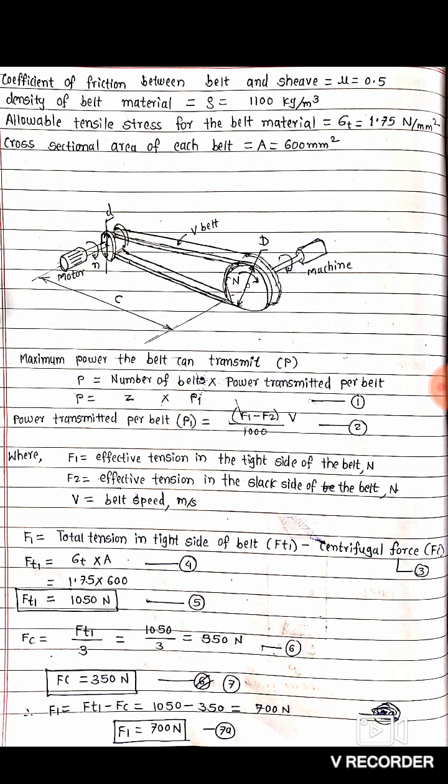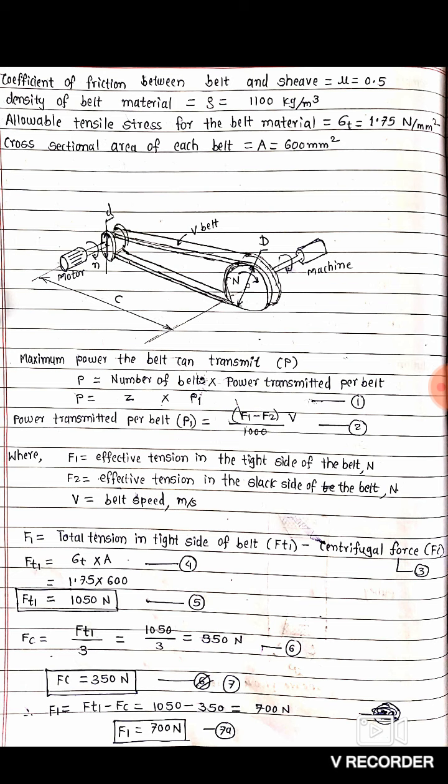Now we want the second value also, that is FC, centrifugal force. So centrifugal force is equal to total tension in tight side of belt divided by 3. We already calculated FT1, so 1050 upon 3, which is equal to 350 Newton. So here we also get second value, that is FC is equal to 350 Newton.